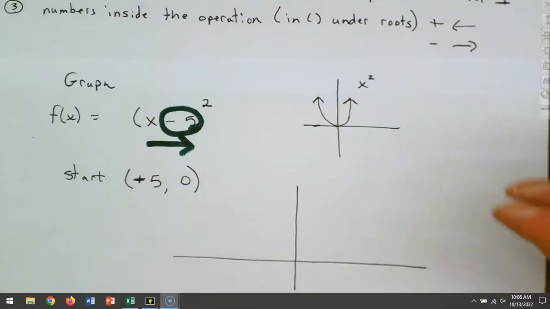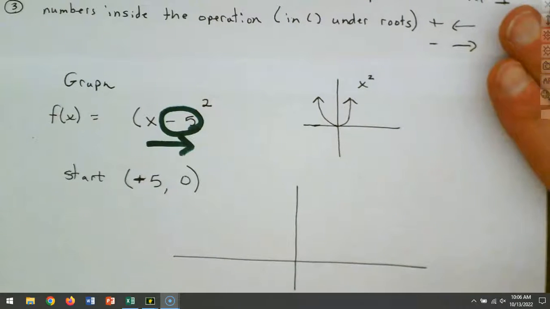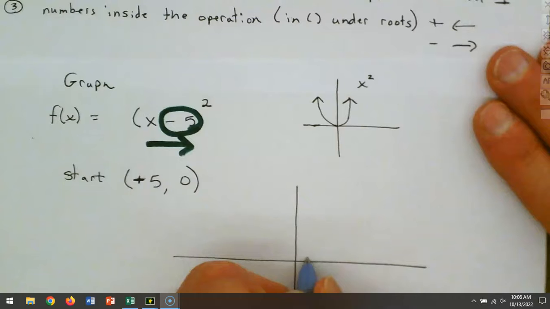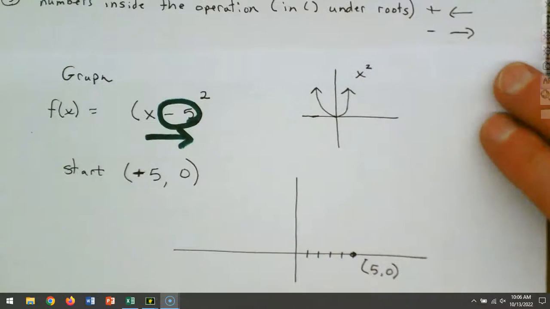It's the opposite of what you think it would do. So it's going to move it forward instead of backwards. So we're going to be over 5 units. So 1, 2, 3, 4, 5 units. We're not going up or down any, so we're going to start at 5, 0.